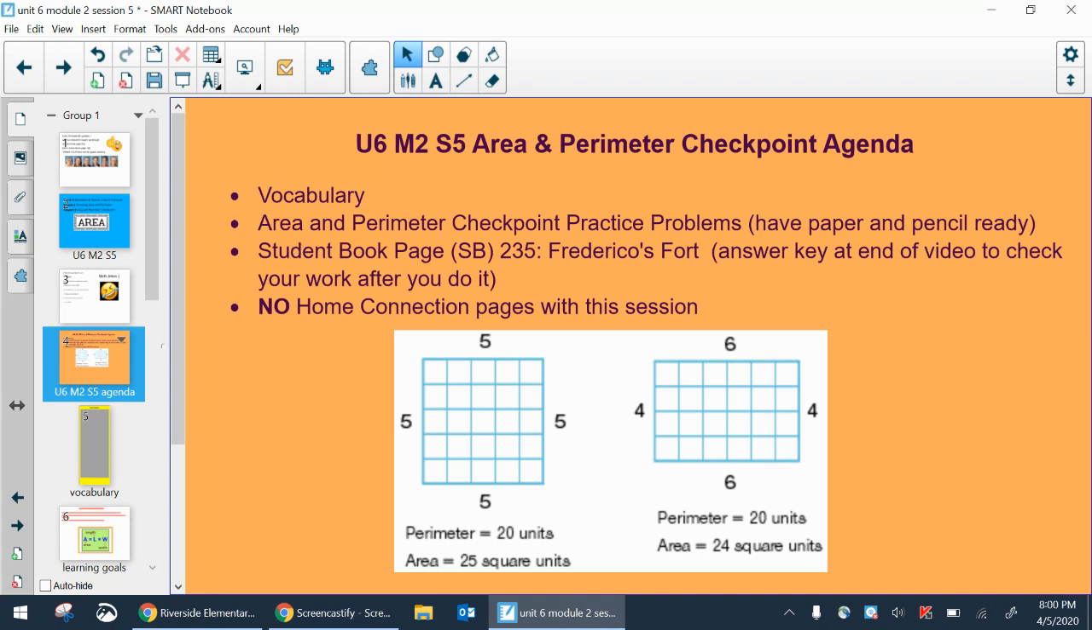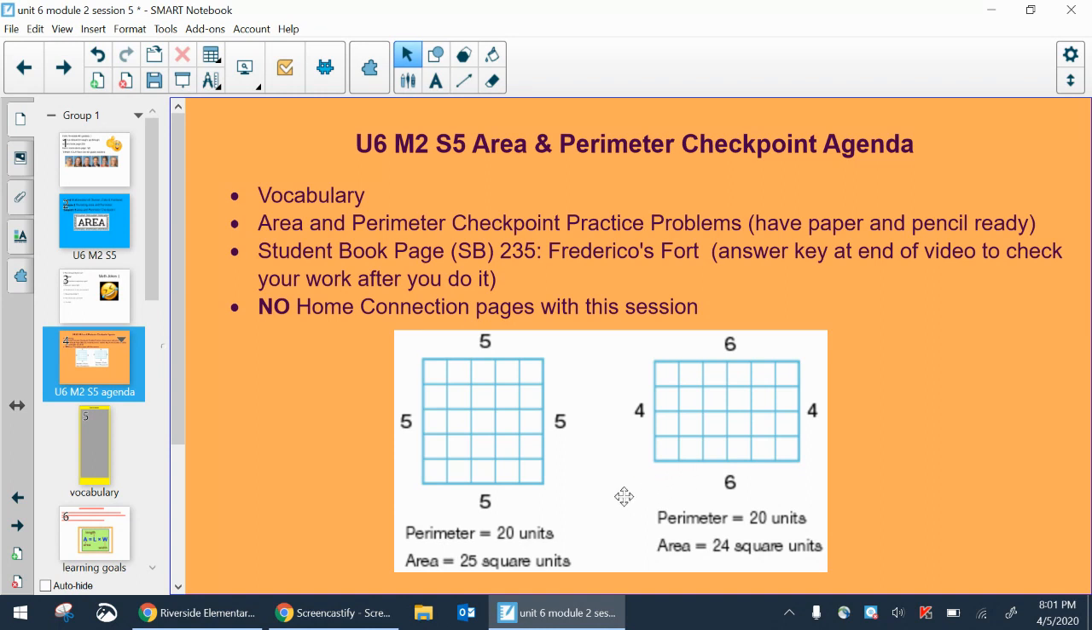After we go through and I model and you practice some of the strategies for our checkpoint practice problems, you will have an assignment to try on your own. It is student book page 235. It's titled Frederico's Fort. And at the very end of the video, I will include the answer key to this student book page so that you can check the accuracy of your answers and go back and make any changes to any of the problems that you may need to if you're realizing that you were off track with some of your answers. And there are no home connection pages for this session.